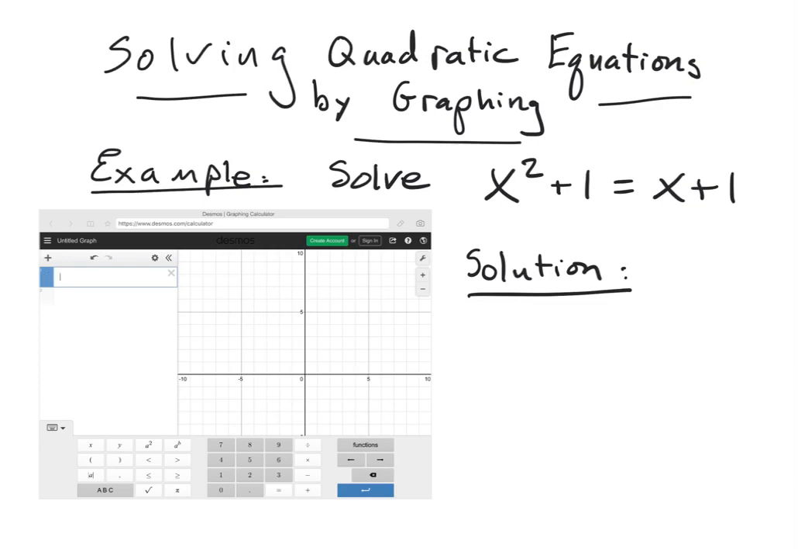Good morning, scholars. Today we are going to be learning about solving quadratic equations by graphing. Graphing is the first of the four methods that we're going to see on how to solve a quadratic equation. So let's just get right into it.